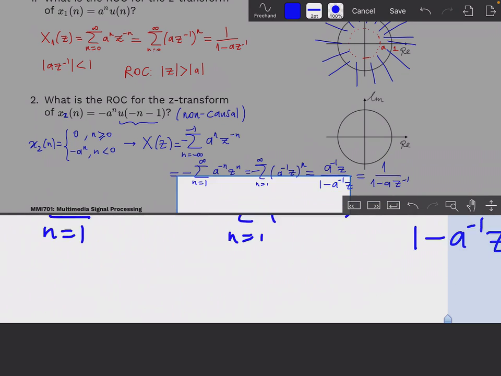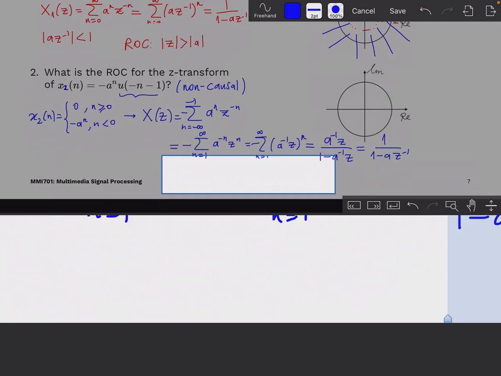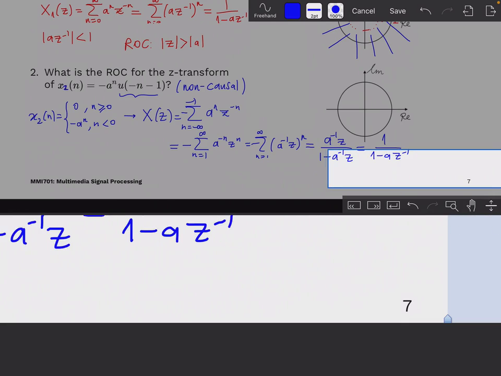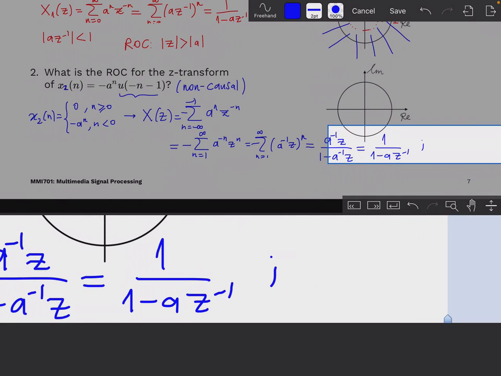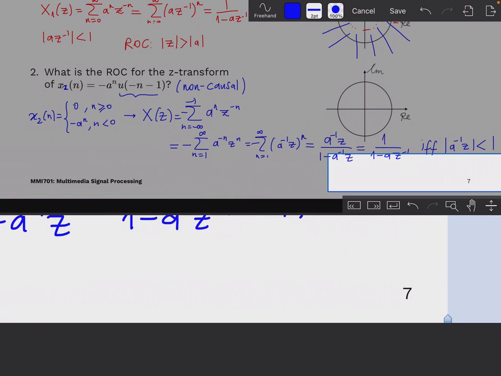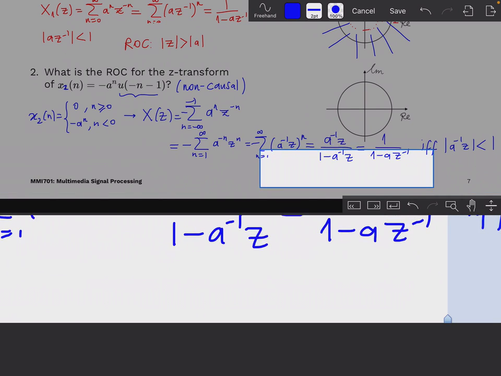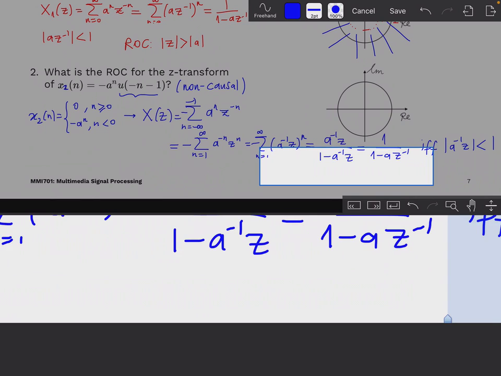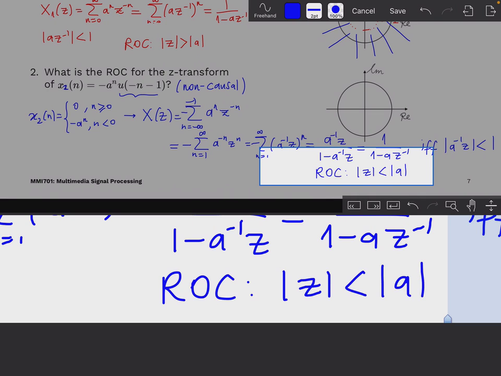So, and what is the region of convergence then? The region of convergence is, so this is going to converge if and only if the absolute value of a to the power minus 1 z is less than 1. Or, yeah, the region of convergence is absolute value of z less than absolute value of a.